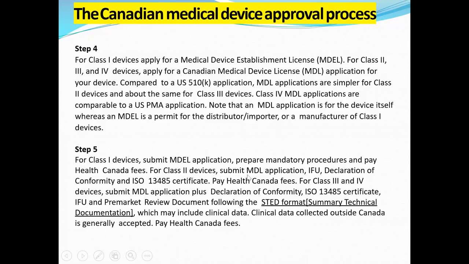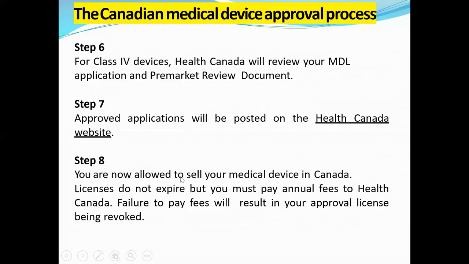For class 2, submit the MDL application, the IFU, that is instructions for use, and the label, which is very important. The intended purpose has to be mentioned. Then the declaration of conformity and ISO 13485 certificate, and pay Health Canada fees. For class 3 and 4 devices, submit the MDL application plus declaration of conformity, ISO certificate, IFU and a premarket review document following the STED format, that is summary of technical documentation, which may include clinical data. Clinical data collected outside Canada is generally accepted. Then pay Health Canada fees and go ahead.